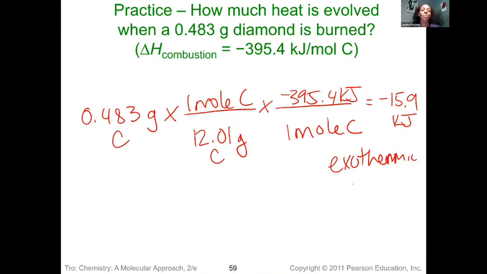Okay. I hope this information helped you understand enthalpy and how to do calculations associated with it.